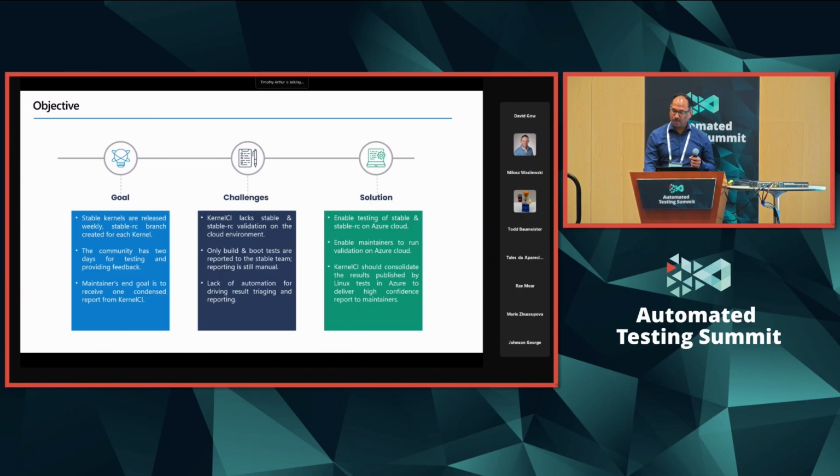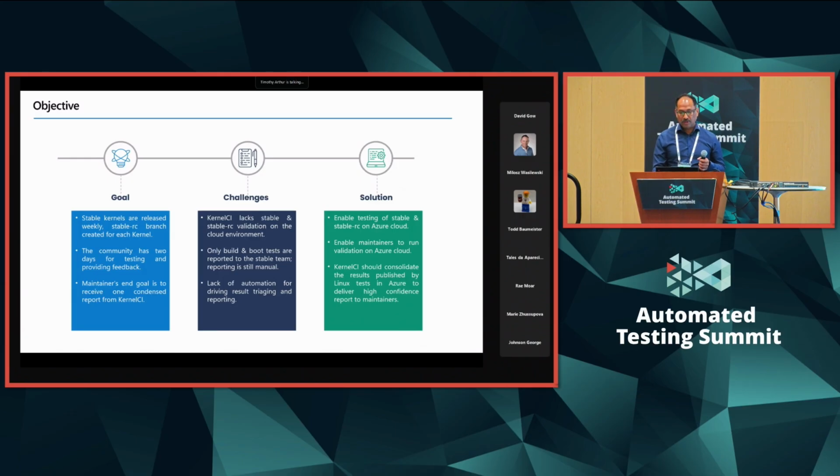Now, how are we going to solve this problem? The solution is to enable the testing of stable and stable RC in Azure Cloud, then empower the developers and maintainers to run the validation on cloud. And at the end, KernelCI should be able to consolidate the results from Azure as well as from other publishers, and generate one condensed report for the maintainers.